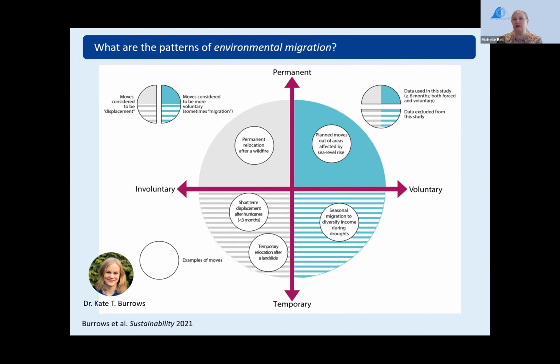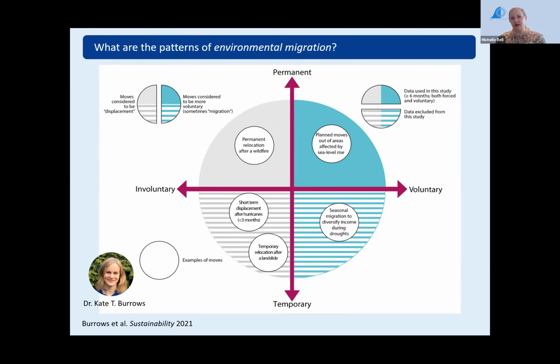Here Kate's given you some examples of some different types of environmental moves. You could think of an involuntary permanent move as someone who moved due to a wildfire, moved permanently. And then you could think of a temporary voluntary move as seasonal migration for occupation. This is, I would argue, a growing area of research where there is some data, but not as much data as we need. And we need to think about the data in multiple ways. One is, of course, what happens to the people that move in terms of their economic conditions, their health, their mental health and well-being, their social cohesion, and so on.